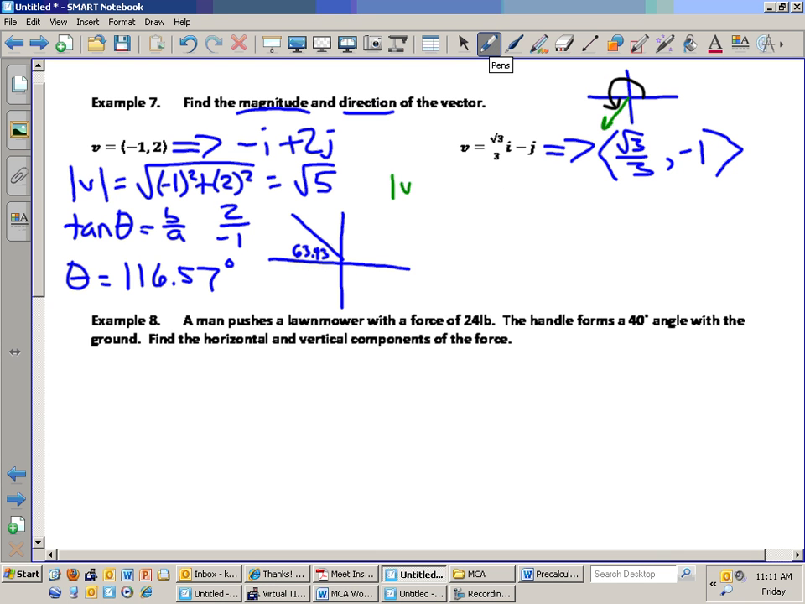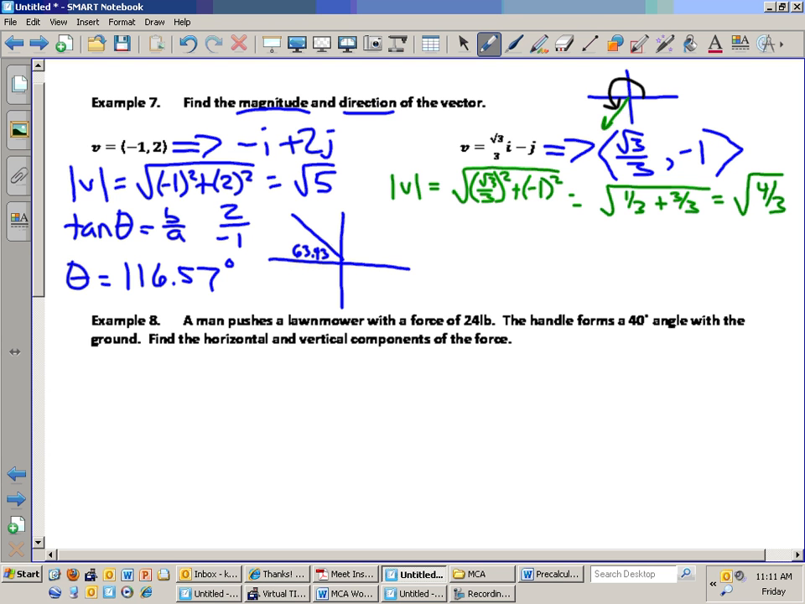Again, we know that the magnitude of v is equal to the square root of a squared, or the square root of 3 over 3 quantity squared, plus b squared, which is -1 quantity squared. What is the square root of 3 squared? 3 squared is 9, so you get 3 over 9, which is 1/3. So we have the square root of 1/3. And what is -1 squared? 1, or 3/3, right? So you have 1/3 plus 3/3, which is 4/3. So the square root of 4/3.